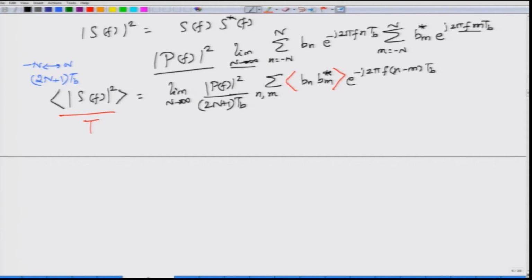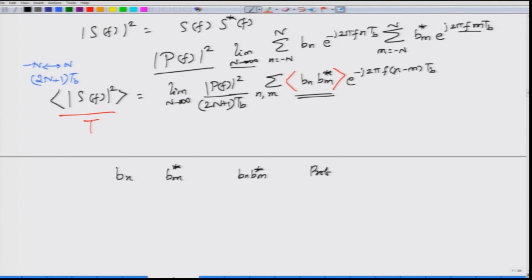Now everything else seems to be alright, only thing is how do we evaluate this averaging process, what is the meaning of that? What it means is that at the nth sequence you are looking at Bn, at the mth time slot you are looking at Bm complex conjugate, then you are looking at Bn into Bm complex conjugate, the product, and then you are looking at what is the probability of this particular sequence occurring. In what possible ways can Bn vary?